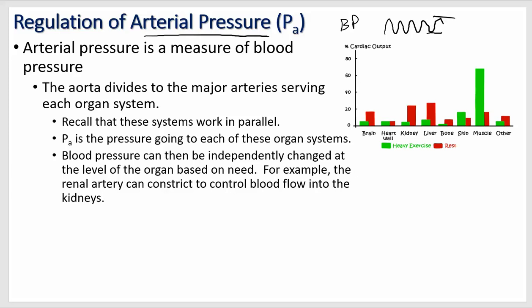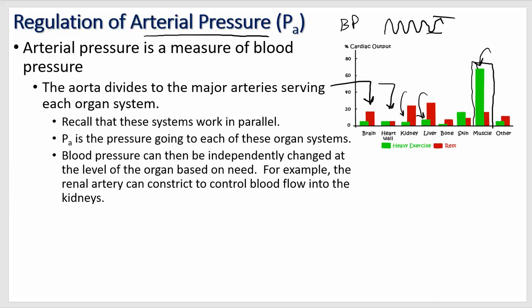So the aorta divides into the major arteries serving each organ system, and you can see those listed here: brain, heart, kidney, liver, bone, skin, muscle, other. These work in parallel. We can see that with heavy exercise, this bright green here. When we start to exercise, vasodilation occurs in the muscle, which causes more blood flow to the muscle and less to the liver or the kidney.